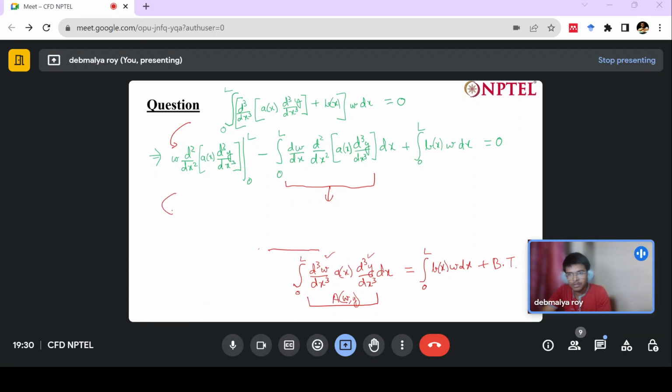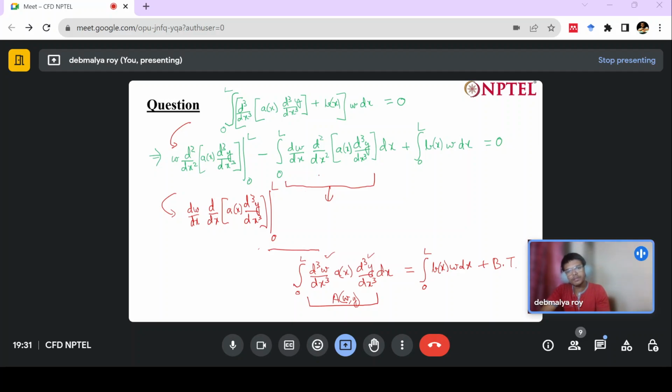In the next step you will find a boundary term which will be d/dx of A x d cube y dx3. So this will be there. And you will have another integral which will be left over, where you will have d2w dx2. Is that understood? Yes, sir.